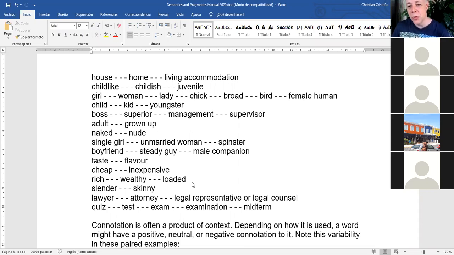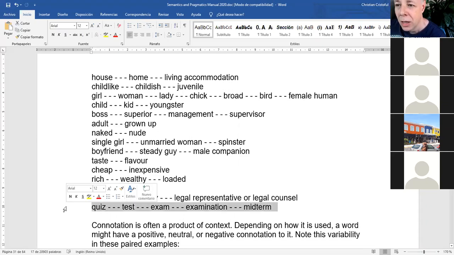So notice that you change the word and the connotation changes. Look at the last one. A quiz, a test, an exam, examination, midterm. If I tell you I'm going to give you a quiz, it's different from I'm going to give you an examination. I will examine you. That sounds so threatening to me. I am under an examination. They are synonyms, but the connotations are so different one from the other.